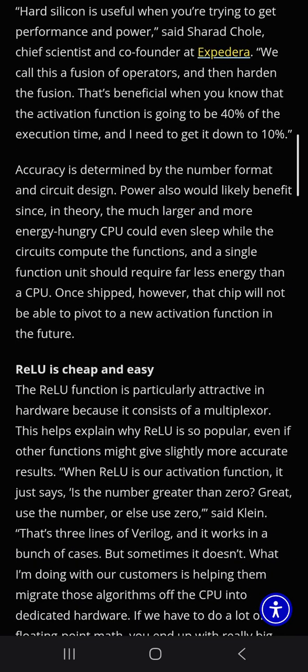Efficiency is determined by the number, format, and circuit design. Power also likely benefits. In theory, the much larger and more energy-hungry CPU could even sleep while the circuit computes functions, and a single function should require far less energy than a CPU. Once shipped, however, that chip will not be able to pivot to new activation functions in the future.